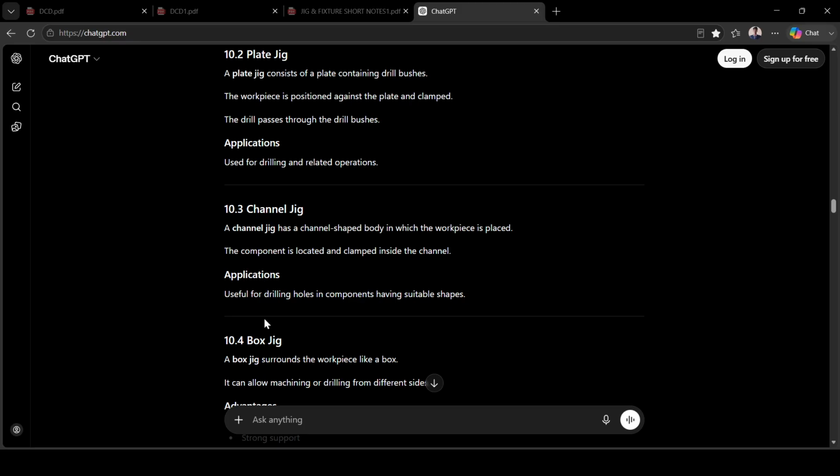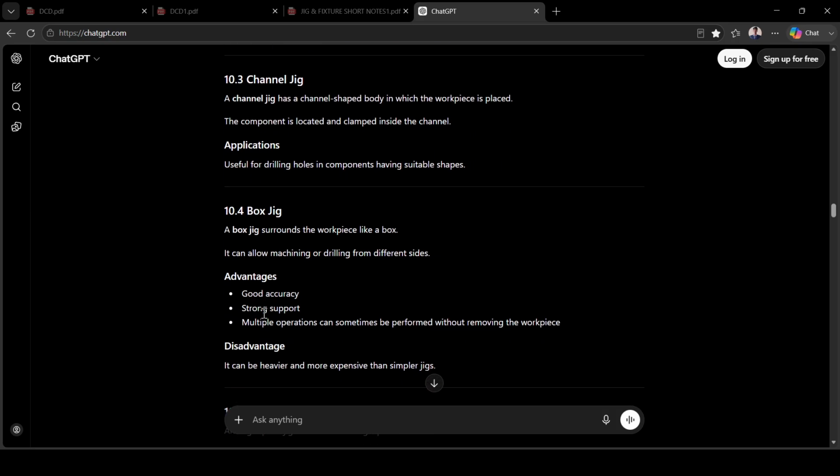Then plate jig. A plate jig consists of a plate containing drilling bushes. The workpiece is positioned against the plate and clamped. The drill passes through the drilling bushes. Application: used for drilling and related operations. Then channel jig. What is a channel jig? A channel jig is a channel-shaped body in which the workpiece is placed, and the component is located and clamped inside the channel. Application: useful for drilling holes in components having suitable shapes.